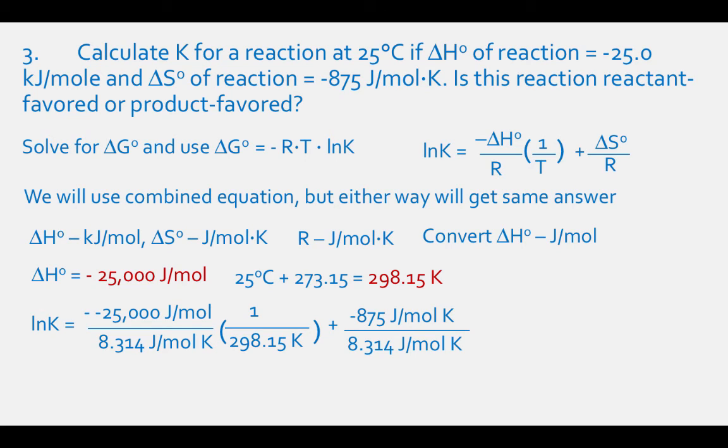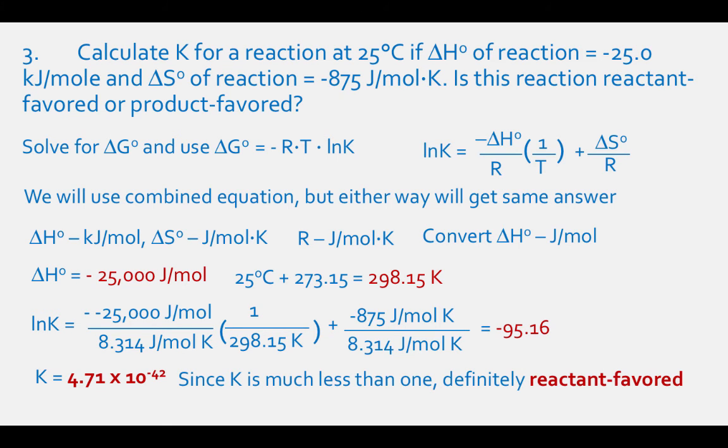Then natural log of K equals negative 25,000 joules per mole divided by 8.314 joules per mole Kelvin times 1 over 298.15 Kelvin plus negative 875 joules per mole times Kelvin divided by 8.314 joules per mole times Kelvin. The natural log of K equals negative 95.16, and K equals 4.71 times 10 to the negative 42nd. Since the K value is much less than 1, this reaction is highly reactant-favored.